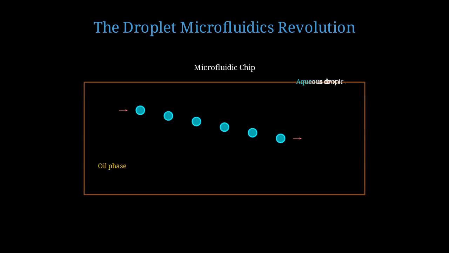Imagine a microfluidic chip, a small device with microscopic channels etched into glass or plastic. Aqueous droplets containing cells or enzymes flow through these channels, surrounded by an immiscible oil phase. Each droplet is a tiny, isolated reactor.